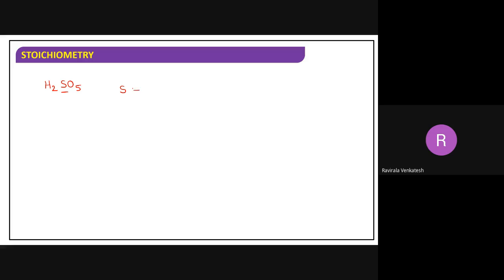What is the oxidation state of sulfur? Anybody? 2 hydrogens plus 1. Somebody has to say it. +8, very good. 5 oxygens are there here, each oxygen carries -2, so the total is -10. Now sulfur will get how much? +8.